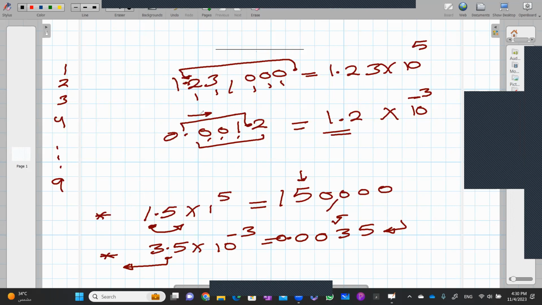Okay, to convert scientific notation to standard notation, we move the decimal to the right because we have positive 5, no sign meaning positive. If I have a negative sign, then we will move to the left.